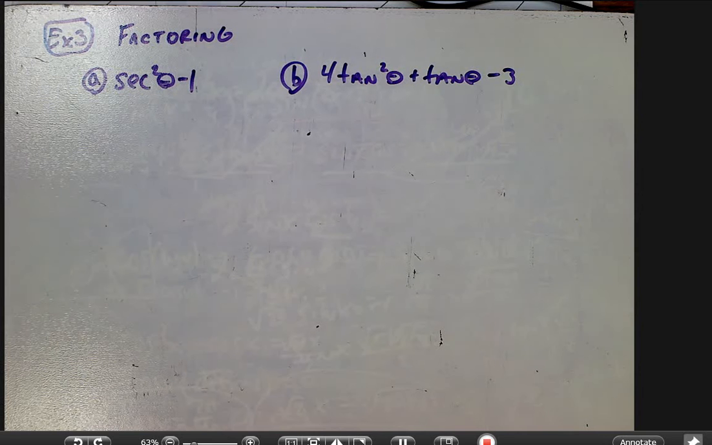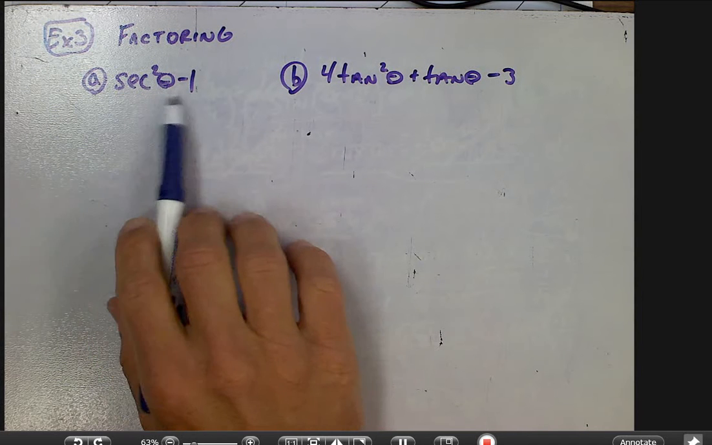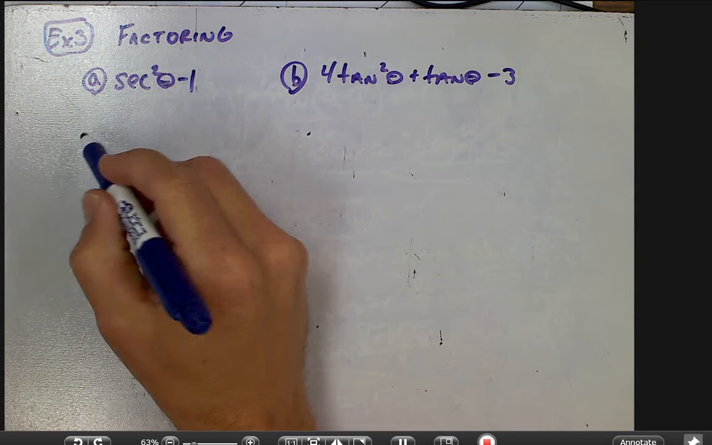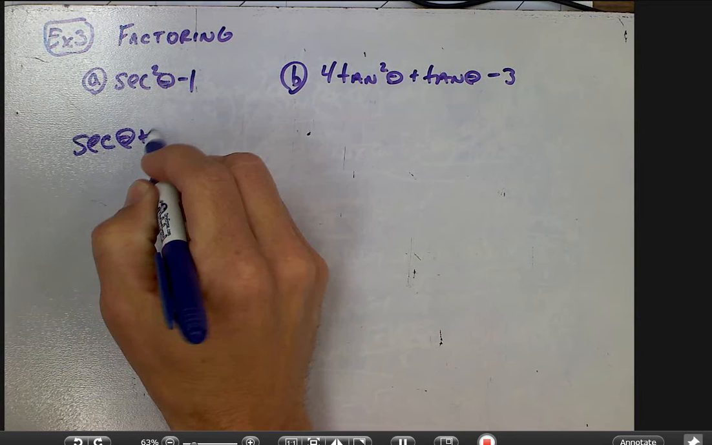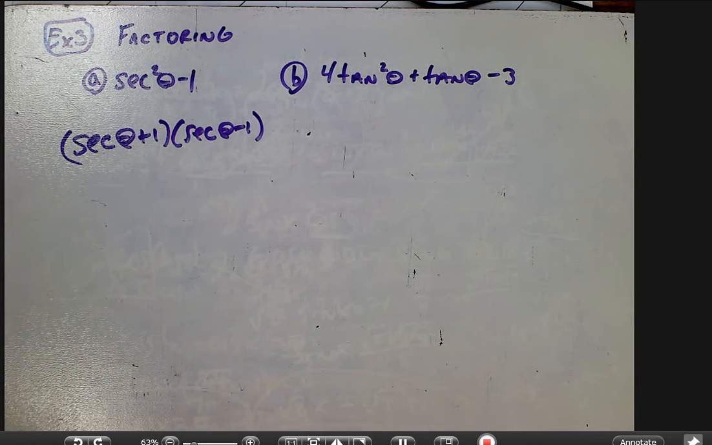Here in example 3, we're going to work on factoring with different patterns, and then we'll try to simplify if possible. For the first pattern on example 3a, I noticed the difference of squares pattern because of the square root of secant, square root of secant. Square root of 1 is 1, and so that makes secant of theta plus 1, secant of theta minus 1 for the final answer on A.